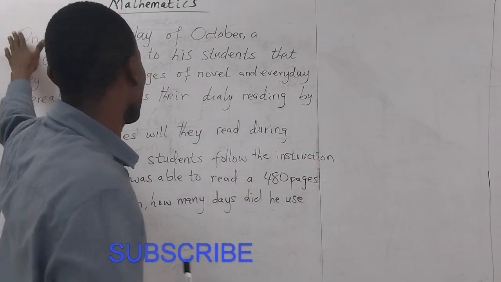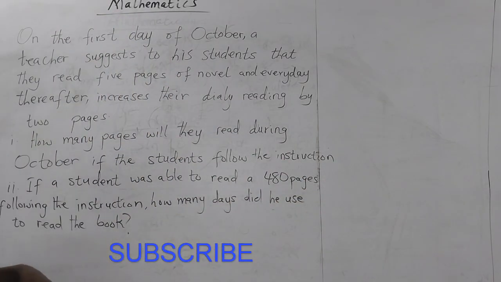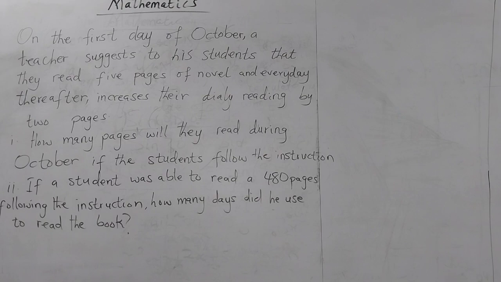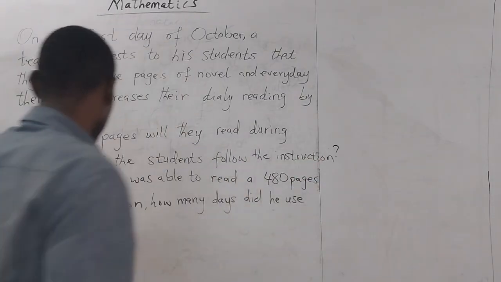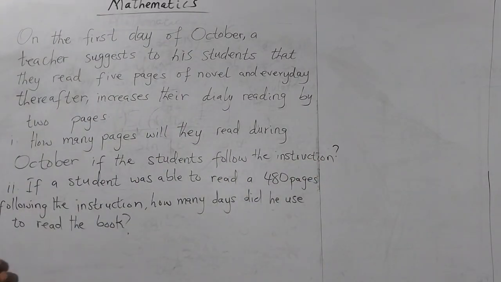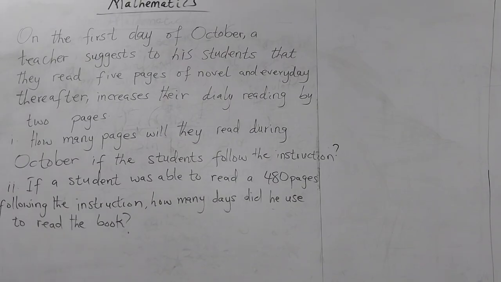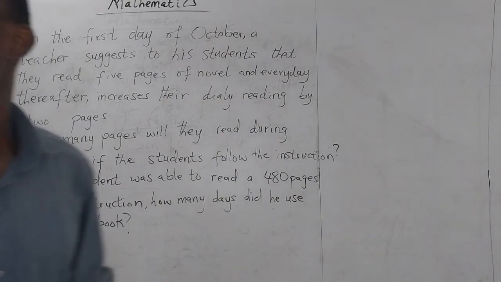Let's do this random question over here. A teacher suggests to his students that they read 5 pages of a novel and every day thereafter increase their daily reading by 2 pages. How many pages will they read during October if the students follow the instruction? Then the second question is, if a student was able to read 48 pages following the instruction, how many days will he use to read the book?